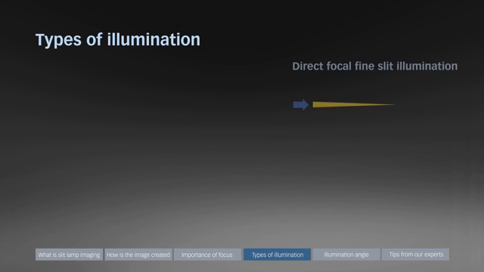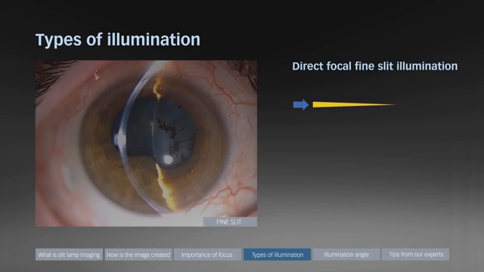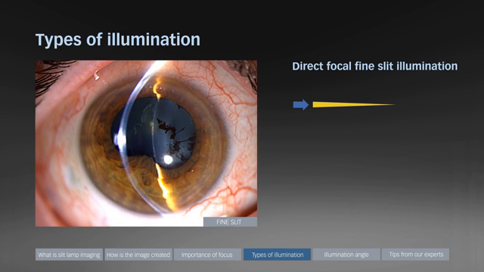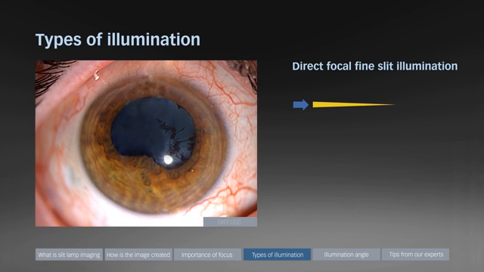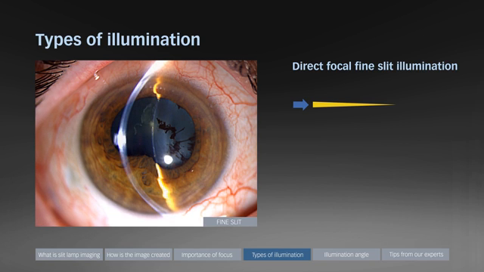Direct focal fine slit illumination. Direct focal fine slit illumination delivers a narrow high-intensity slit beam. For comparison, the same eye with diffuse illumination only, and here again with direct focal fine slit illumination.